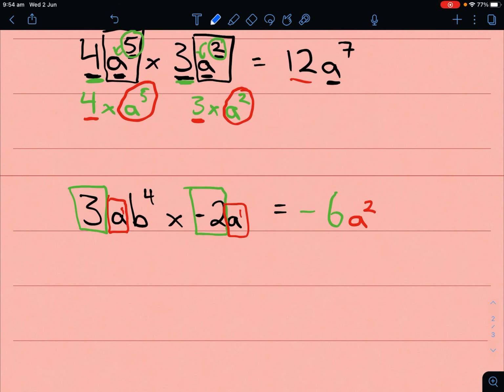And then the last one that we've got, in this first one we've got a b to the 4. There's no b over here, there's nothing there, so we don't need to multiply it with anything. We just bring that b across because it's not timesing any other b's, and it stays like it is. So altogether, this equals minus 6a squared b to the 4.